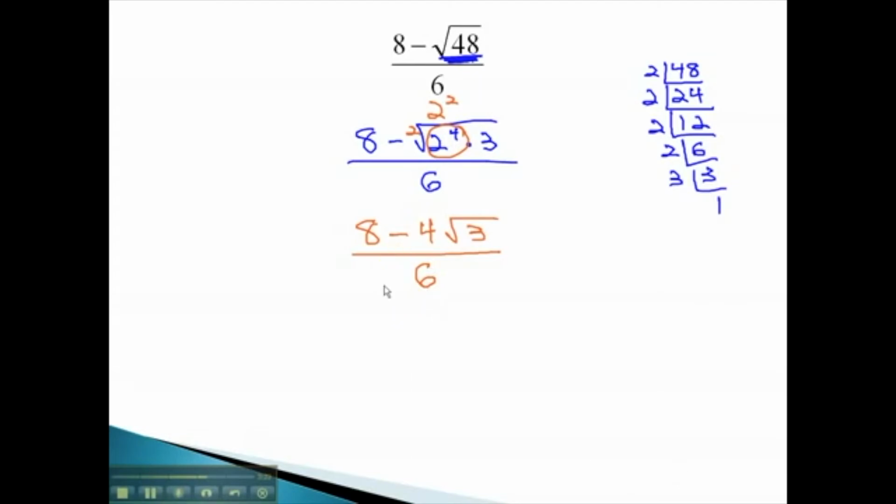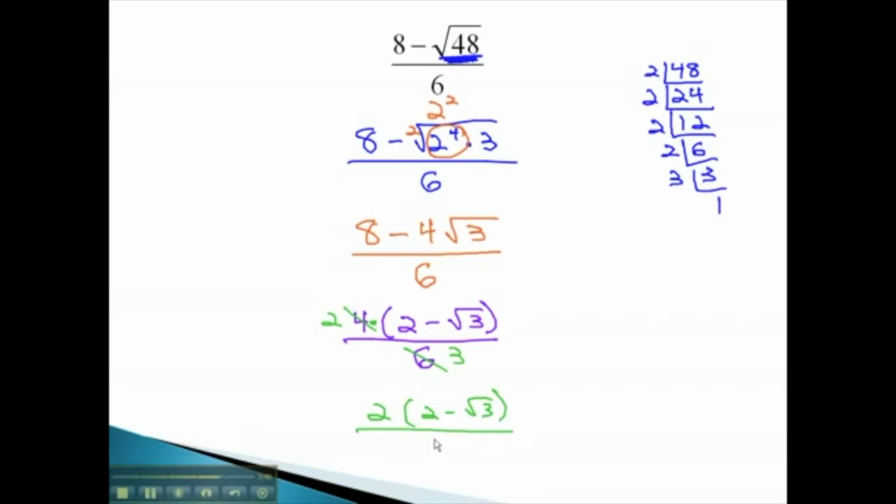So we must factor it, factoring out the common factor of 4, leaving behind 2 minus the square root of 3, over 6. And now that it's factored, 4 times the parentheses, we can divide out of the 4 and the 6 a 2, leaving behind 2 and 3. We're left with 2 times 2 minus the square root of 3, over 3.